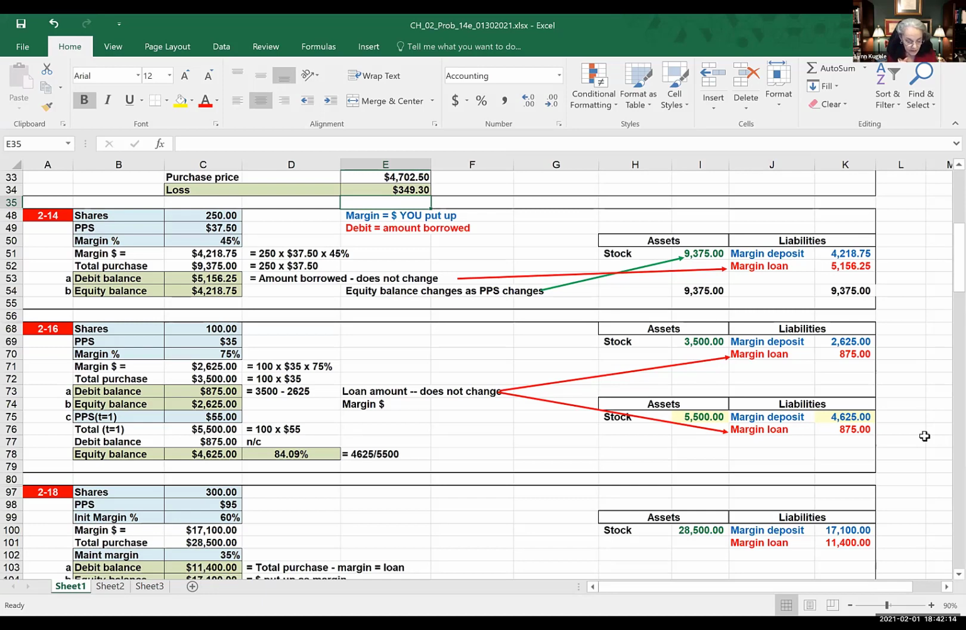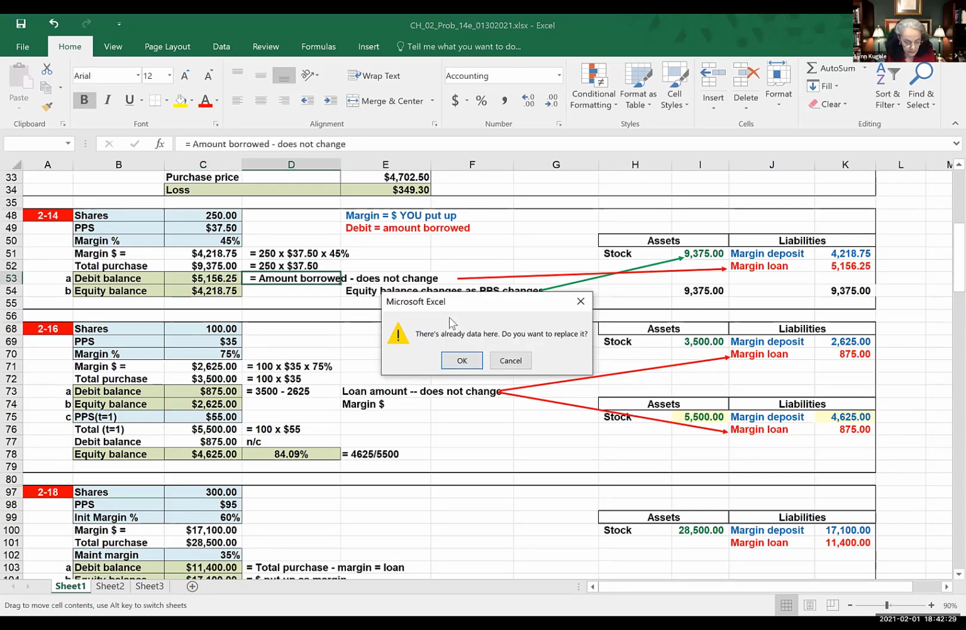Assume that an investor buys 250 shares of stock at $37.50 a share, putting up a 45% margin. What's the value of the position? Okay, total purchase, $9,375. 250 times 37.50. How much equity capital must the investor provide to make this margin transaction?